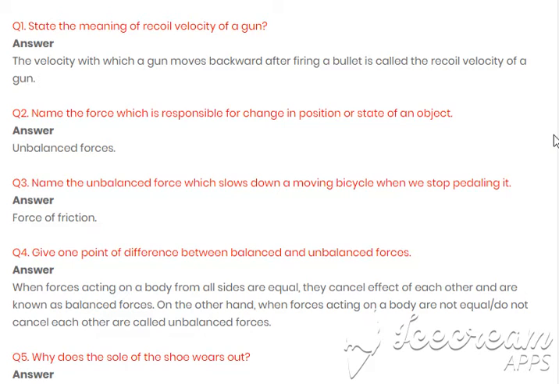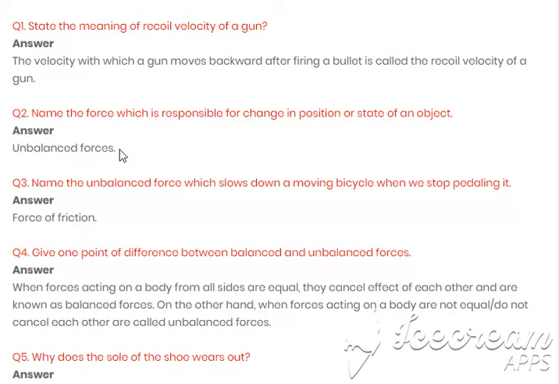Today in this video I would be covering a few extra questions that are very important in the chapter of forces and laws of motion. So the first question is, state the meaning of recoil velocity of a gun. We all know what recoil was. We have studied that when we were studying application of Newton's third law. So recoil means the velocity with which a gun moves backward after firing a bullet is called recoil velocity of a gun.